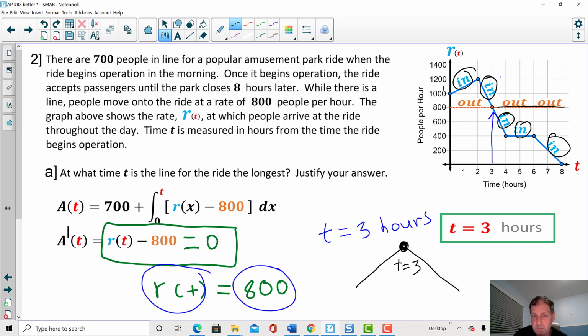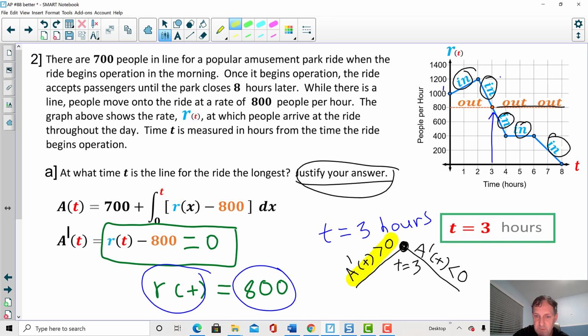So when t equals 3, there would be a maximum number of people in line. Now, one way you could write that to justify your answer is you could say that A prime of t is greater than 0. And then on this side, I'm going to say that A prime of t is less than 0. And so that's a way of justifying your answer.